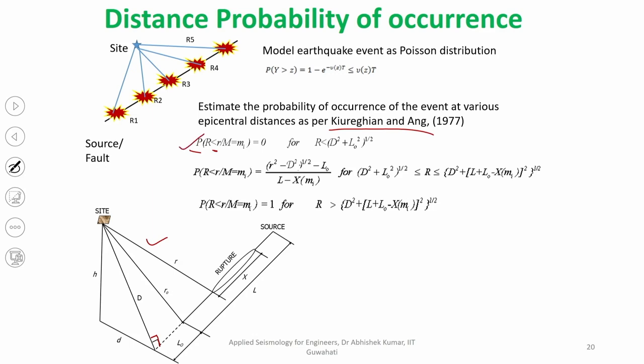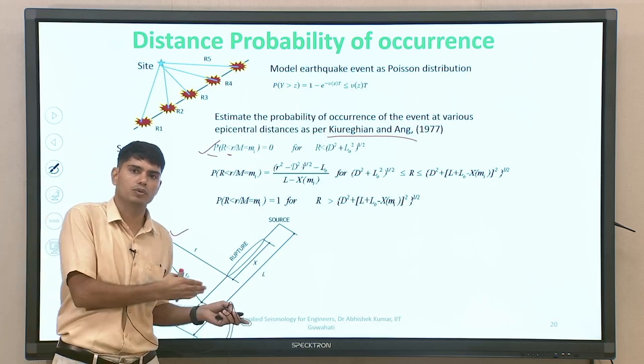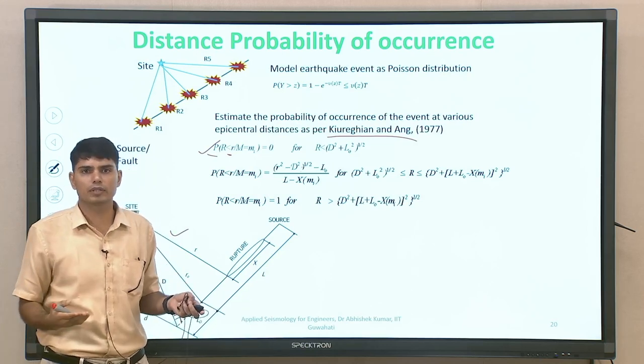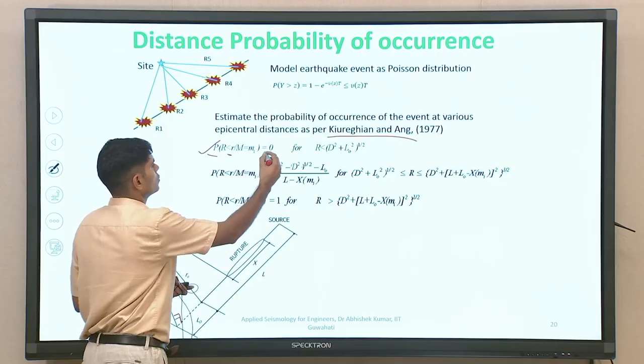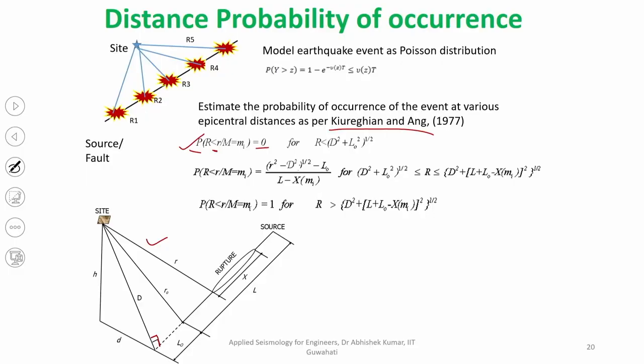The first one tells what is the probability that rupture can happen at any distance other than r, meaning anything lesser than r, a location which is outside the fault. Rupture cannot happen outside the fault, so certainly that is 0. Similarly, what is the probability that rupture can happen anywhere between, like here, where the maximum distance is small r. That particular probability will be equal to 100%. So this is going to give you the cumulative probability.